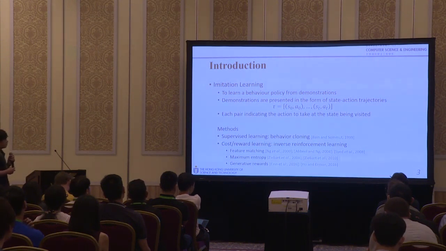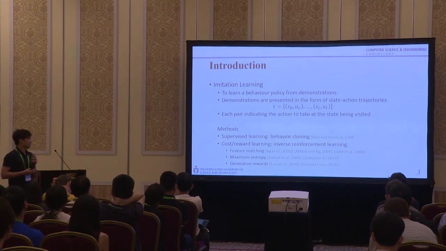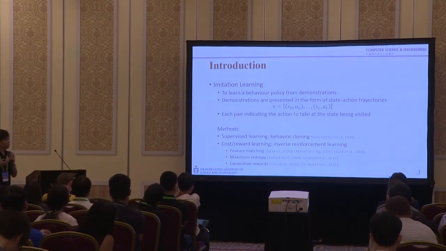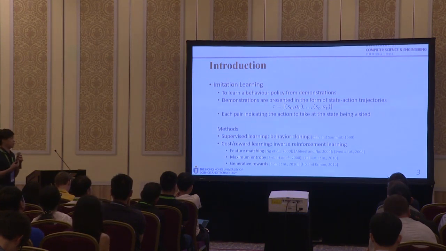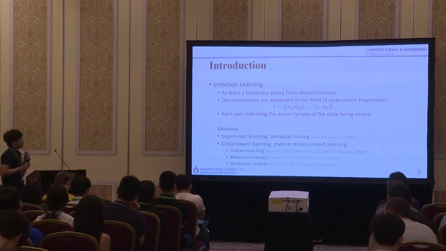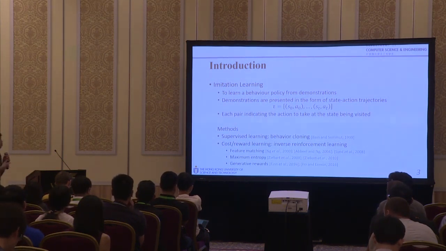The second method, which is popularly used in imitation learning, is inverse reinforcement learning. That is to first try to find the cost or reward that describes the demonstrations. In plain language, that means finding the underlying motivation of why the demonstrator makes actions like this. Then based on the cost or reward function, we find a policy.